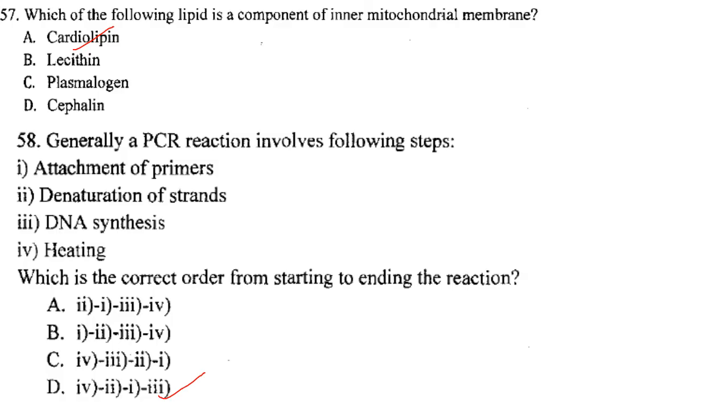So all of the above is true. Then which of the following lipids is a component of the inner mitochondrial membrane? So it is cardiolipin. Answer is option A.